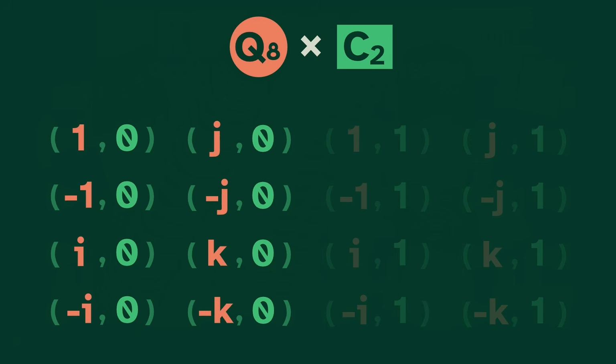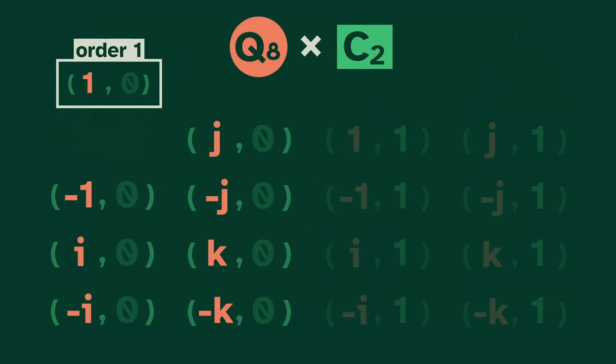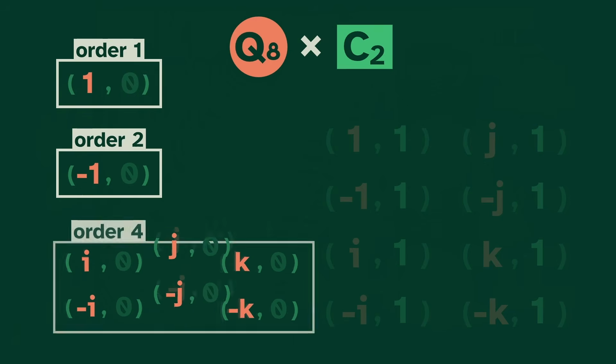These elements, where the second coordinate is 0, act just like Q8. That 0 is irrelevant. So 1 has order 1, -1 has order 2, and everything else has order 4.